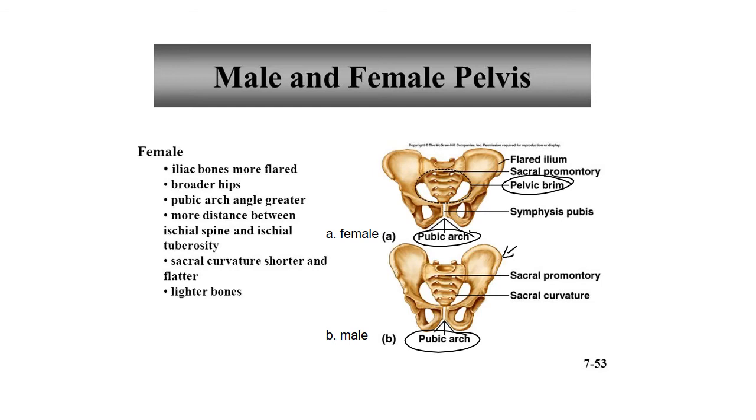So anyway, you don't have to know all that stuff, but it's just interesting to know how you can tell if you ran across a set of bones. If you were doing, say, anthropology, how you could tell female from male. That would be one way you could tell. Next slide.